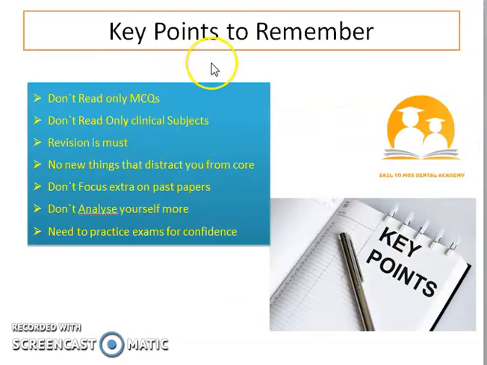Now, key points to remember. Don't read only MCQs. As I have told you, one MCQ will give you one concept only, but the concept will help you in learning many MCQs. Don't read only clinical subjects. There are pundits on YouTube who will tell you to read clinicals and you will get the rank. No, clinicals cover hardly 60 to 65%, but the remaining 35 to 40% is your basic subjects. So if you leave those subjects, you're going to lose 35 marks, then don't expect a good rank.